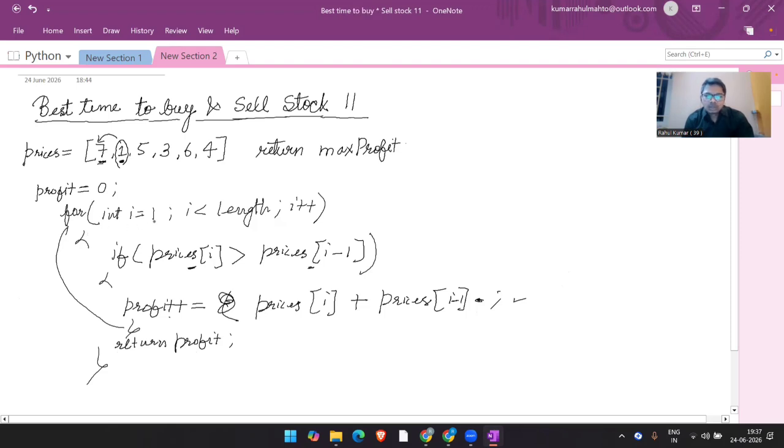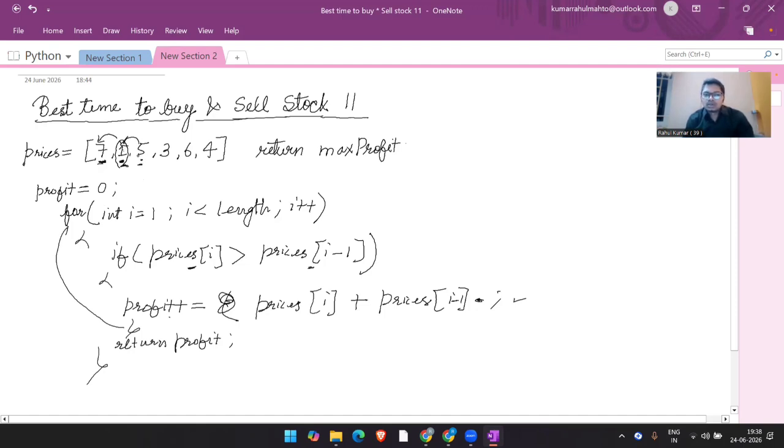Now again I will increment to 2, it will go here. Again it will check whether this is greater than this particular price. No, it is not greater. So for the rest of the prices, it will not execute. This for loop will not execute for this particular price. So I will just increment. I will come here, and at this moment I will check with the previous one.